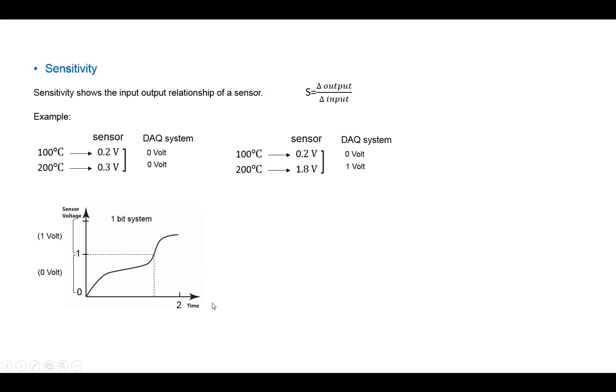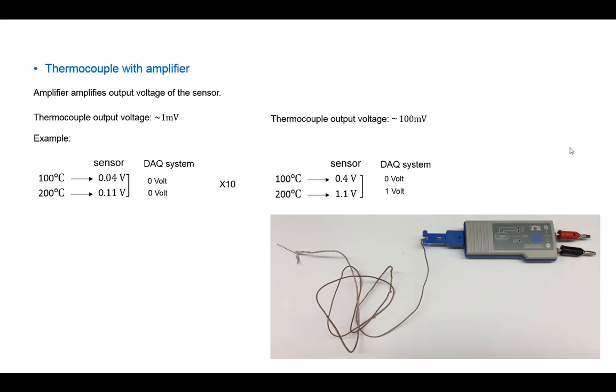Now we see, although we had the same DAQ system, by using a more sensitive sensor, we were able to distinguish at the output when there was a change in the temperature of the input. But with the less sensitive sensor, we see the system could not track and trace the change in input and considered both of them as the same temperature.